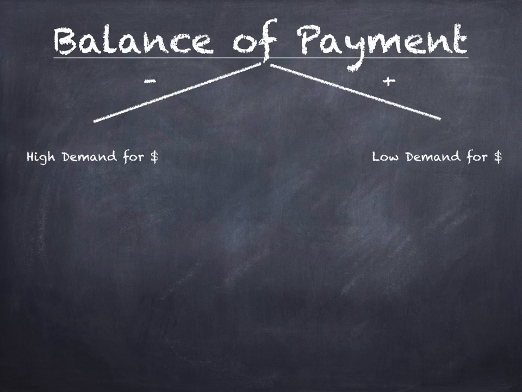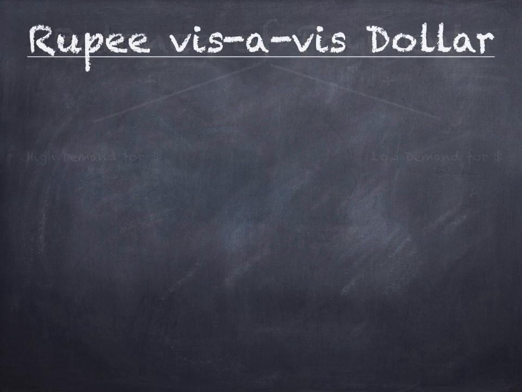All right. Now, this is very important for understanding the movement of rupee vis-a-vis dollar. So let's take a look at rupee vis-a-vis dollar. Now you'll understand why rupee moves the way it does against dollar. So let's suppose the price of $1 in forex market is 70 rupees.